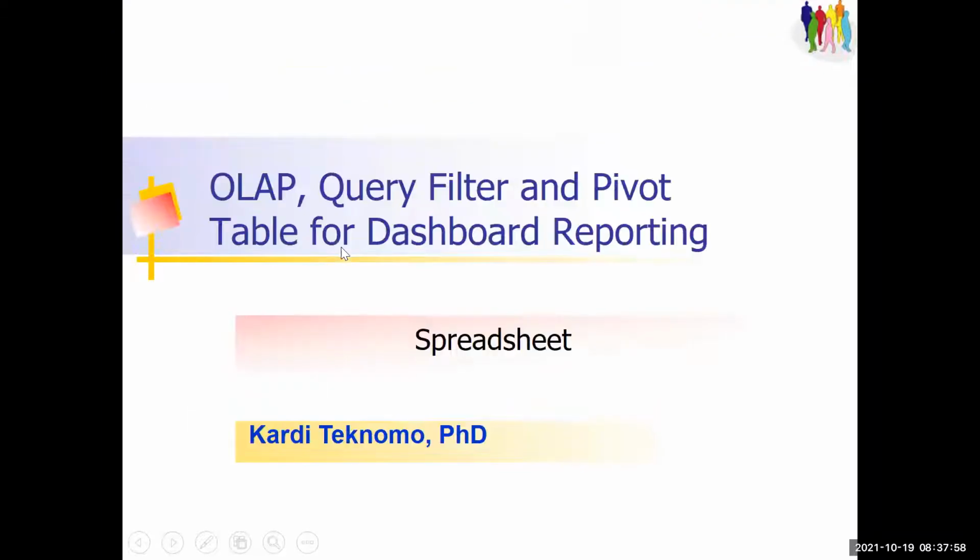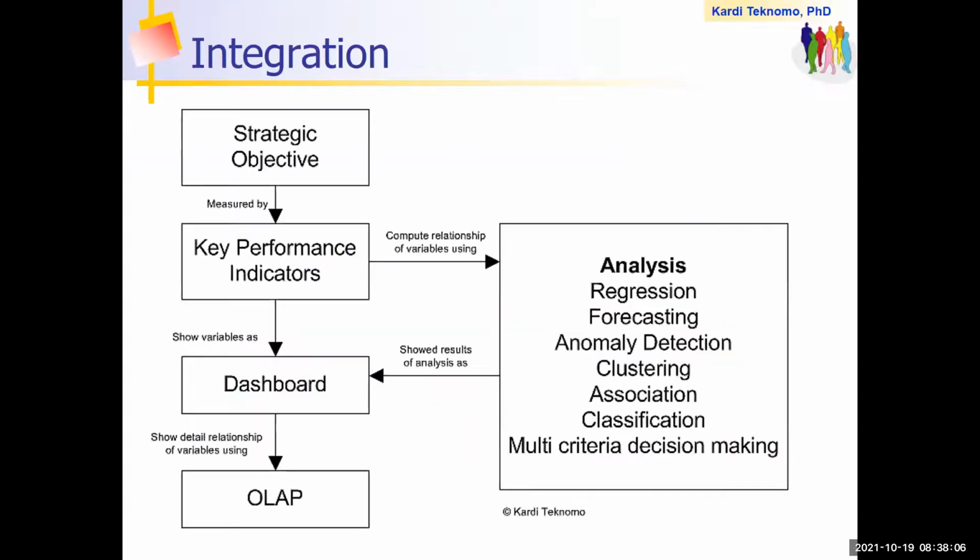Have you ever heard about OLAP, online analytical processing? No. Okay. So this is part of business intelligence. Usually in business intelligence, we have a strategic objective, which is measured by some KPI, or key performance indicator. And then you need to show it in the dashboard. And then in the dashboard, you are supposed to do some kind of online analytical processing, so-called OLAP.